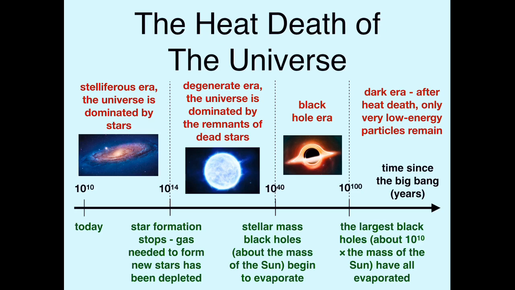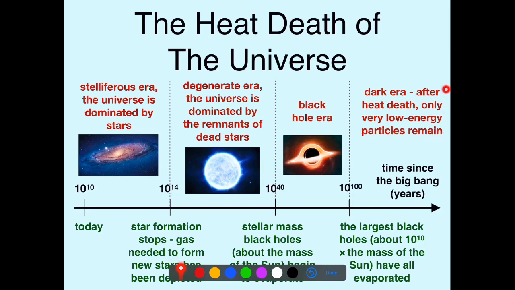Something like 10 to the 40 years for small black holes, things that are about the mass of the sun. For the largest black holes in the universe, it's going to take like 10 to the 100 years to evaporate. But eventually, if you wait long enough, all the black holes have evaporated. So what's left? Now all that's left are just a bunch of low energy particles flying around the universe.